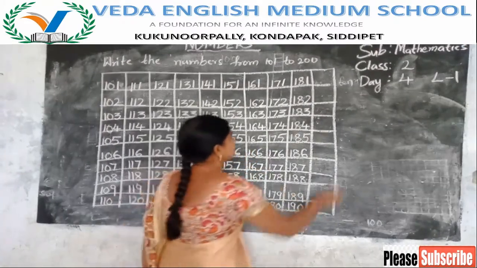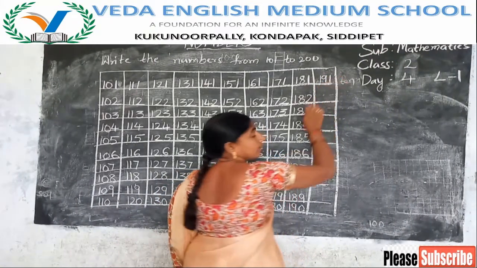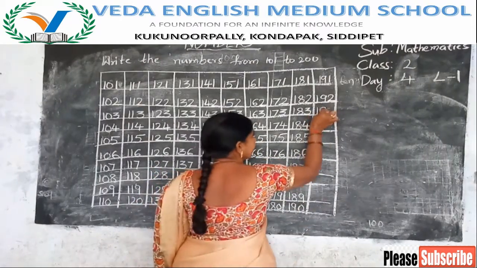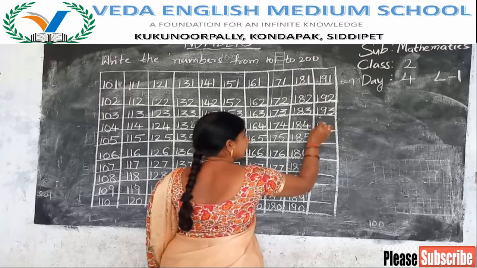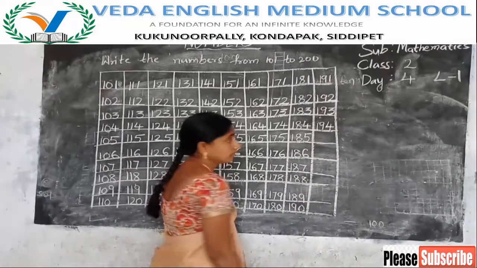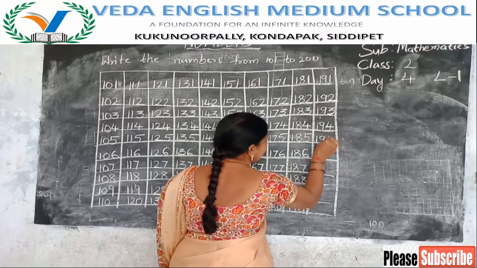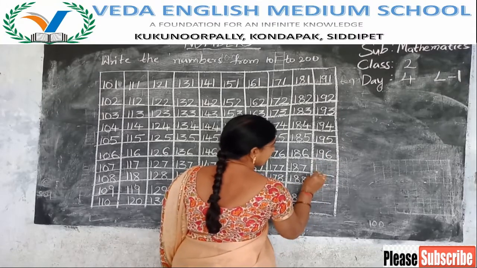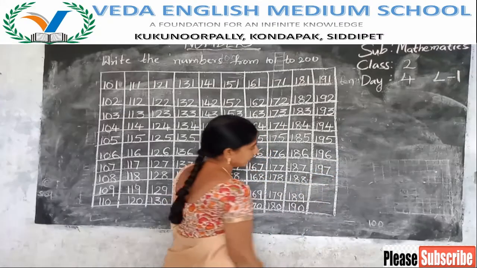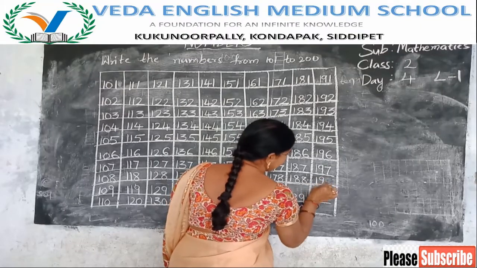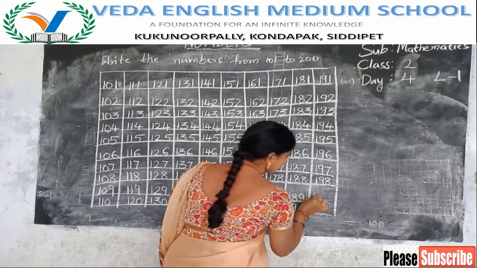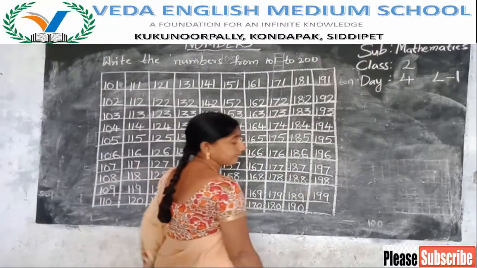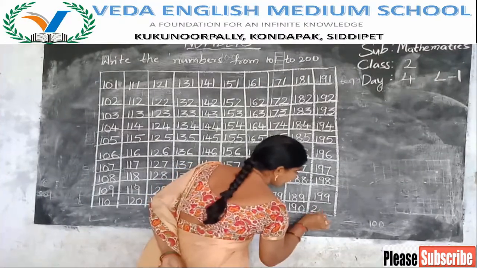After 189 is 190, 191, 192, 193, 194. The next number is 195, 196, 197. The next number is 198. Here 199. After 199 is 200.